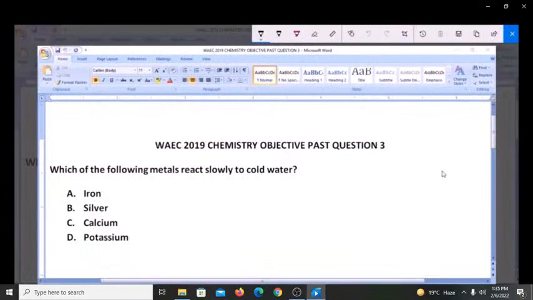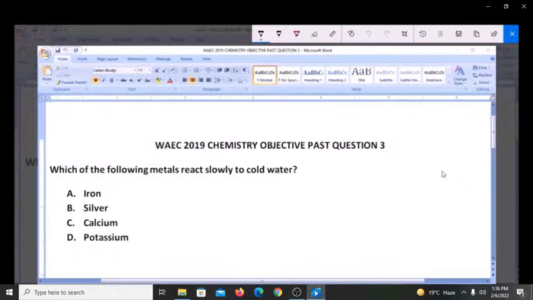Hello, I will be answering WAEC 2019 Chemistry Objective Past Question 3. And the question is, which of the following metals reacts slowly to cold water? A. Iron, B. Silver, C. Calcium, and D. Potassium.